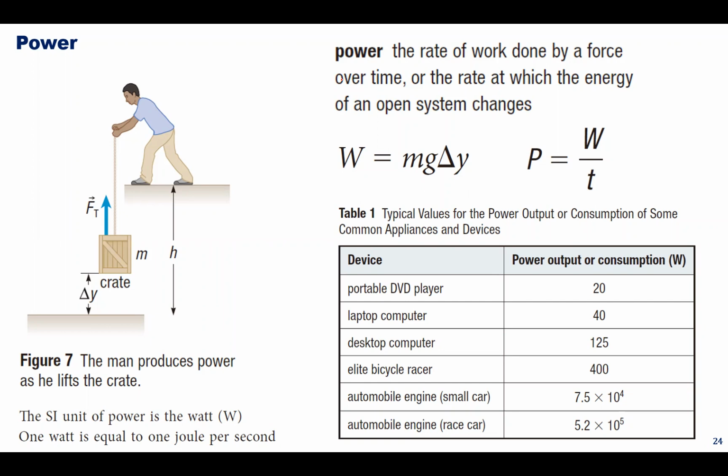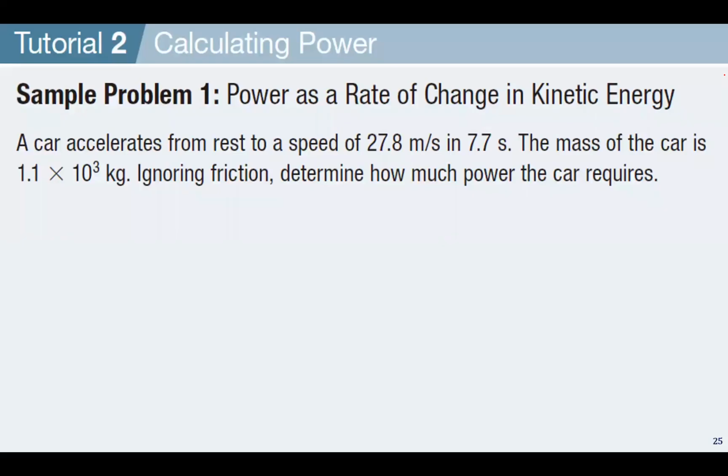So the distinction between power consumption and power output is important. For example, a fluorescent lamp consumes a certain amount of electrical energy for which you pay the utility company, right? And it outputs a certain amount of energy in the form of visible light, along with a certain amount of thermal energy. The following tutorial illustrates the definition of power as change in energy over time. So let's have a look at a sample problem here.